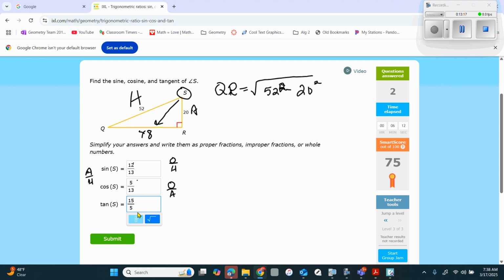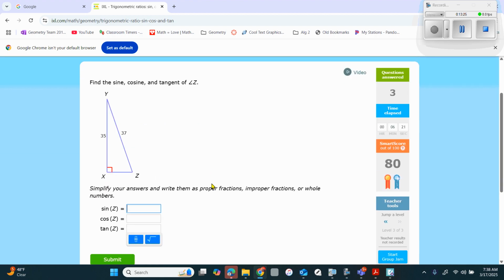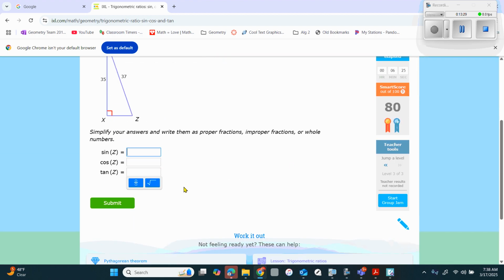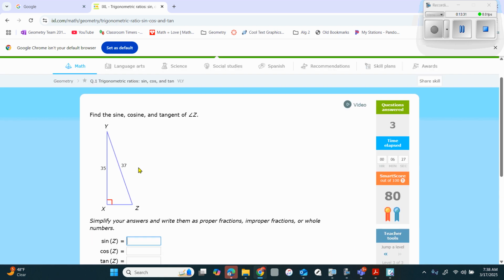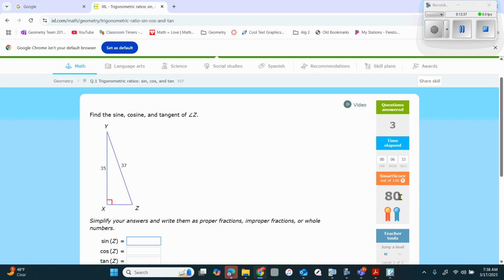So you're going to probably have different problems, but I'm just making sure you understand each style. Hopefully that worked. Yes. Okay. In here, it's not showing on these examples, but you might have radicals as your sides. So just be mindful of that. And look at that, I leveled up.